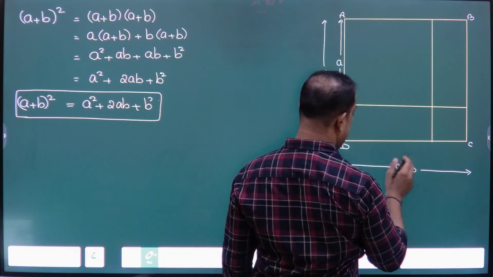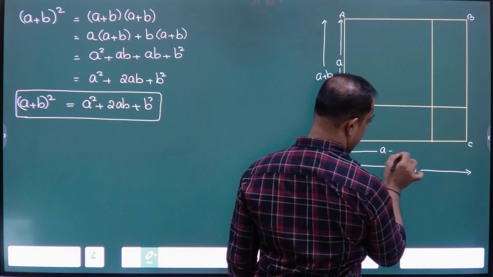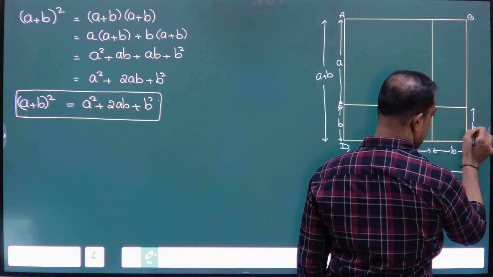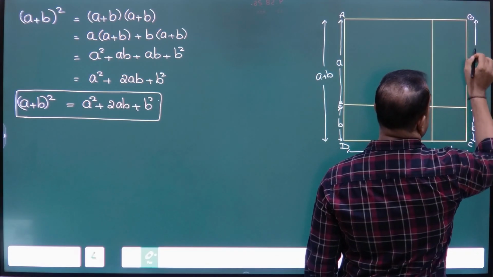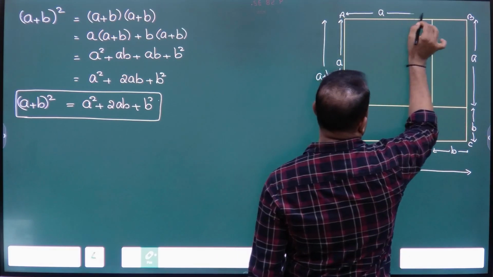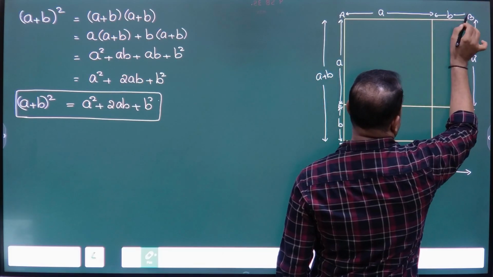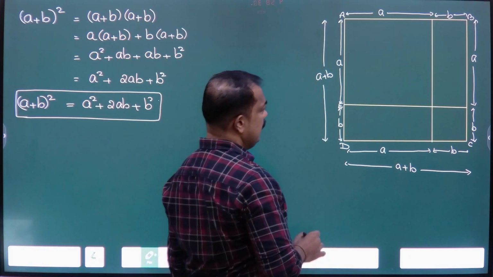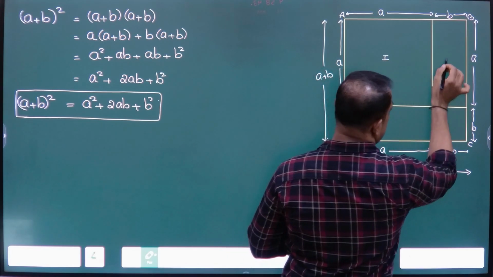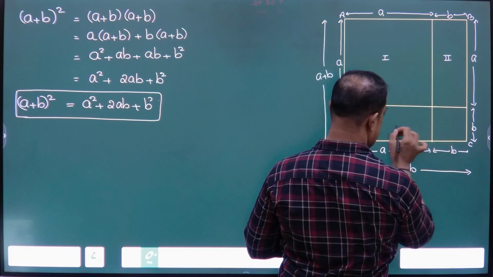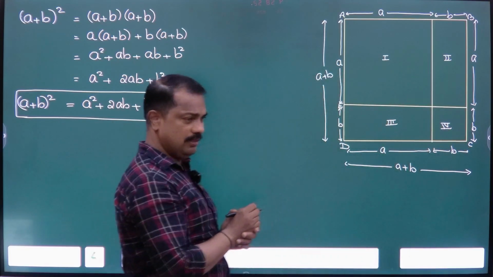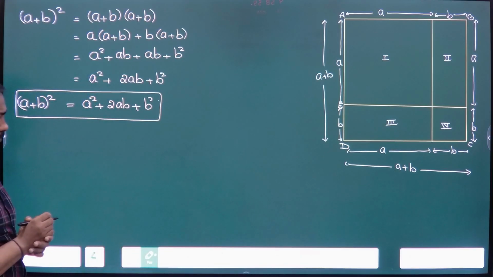And this is square. अगर A plus B है तो ये length कितना होगा? A, and it is B. It is B, and it is A. Or this one A. This square divided into 4 parts. This is first part, and it is second, and it is third, and it is fourth. 4 different parts.